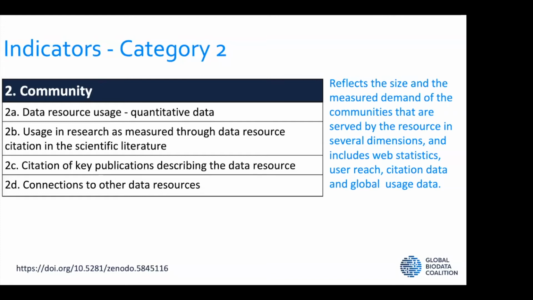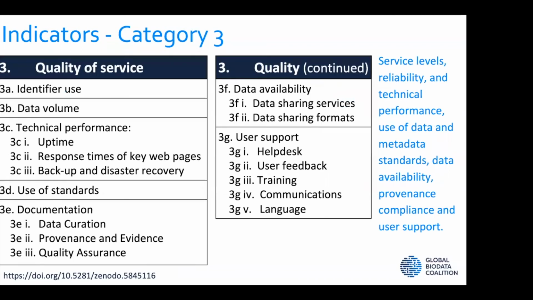The third category of indicators, quality of service, is the most technical one, and includes identifier use, data volume, technical performance, and importantly, use of standards. This is controlled vocabularies, ontologies, and the standards by which those are implemented. Documentation of data curation practices. Also provenance and evidence for the data statements that are within the data resource, and quality assurance.